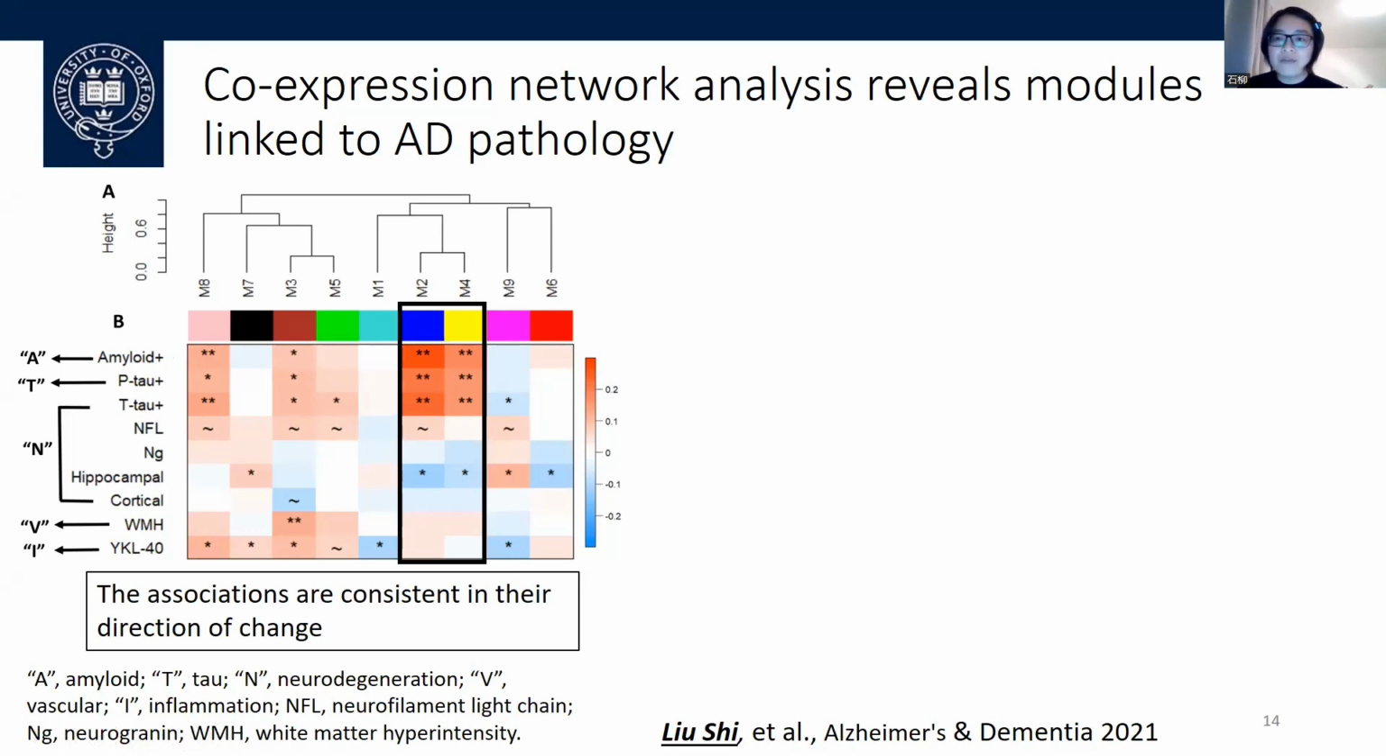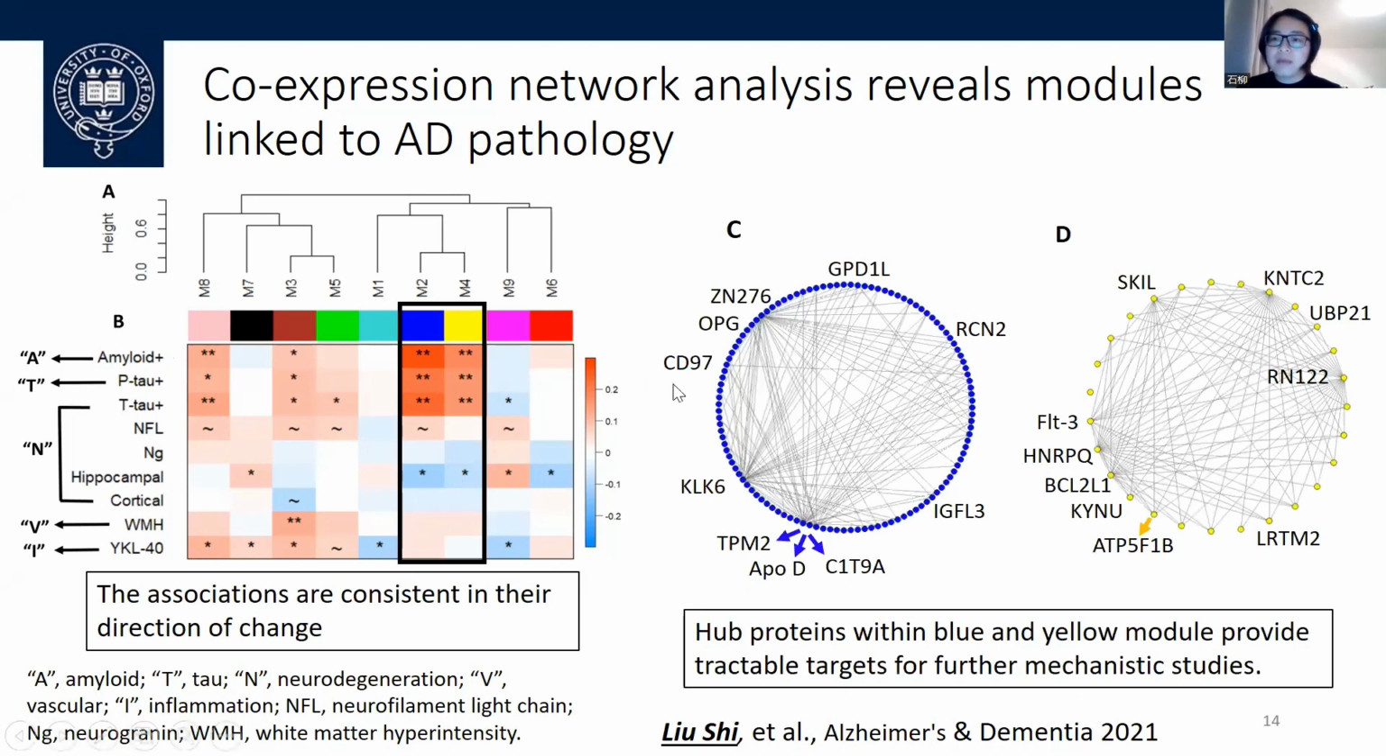Because these two modules are very important, we then checked the hub proteins, which means the most important proteins within these two modules, shown in figure C and D. Some of the proteins have been reported previously, for example, apolipoprotein D and FAT3. Some of them have never been reported before. So all these hub proteins within these two modules provide tractable targets for further mechanism study, because they are the most important proteins within the two most important modules relating to Alzheimer's disease.